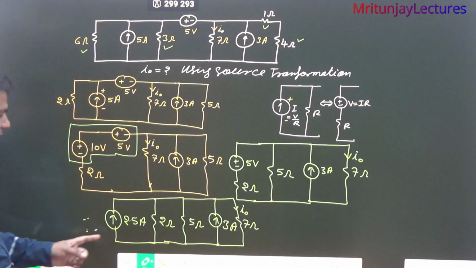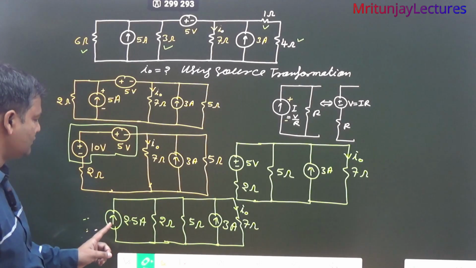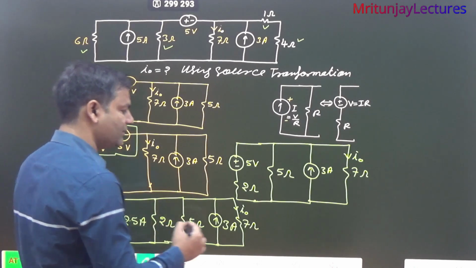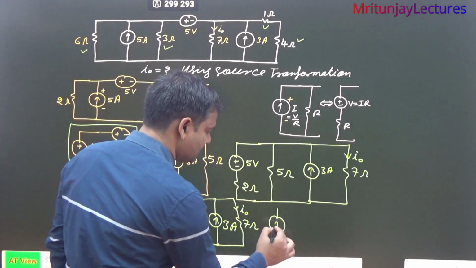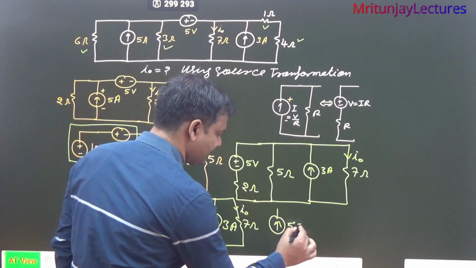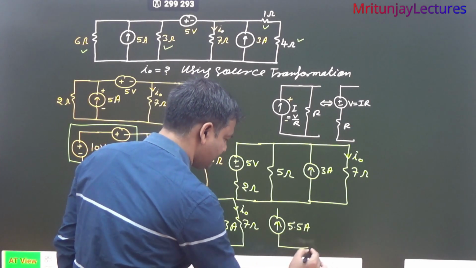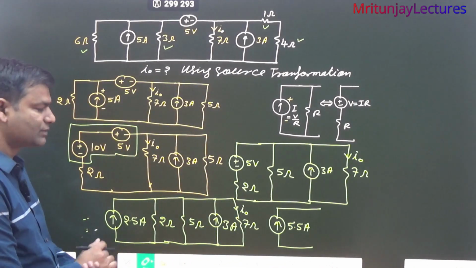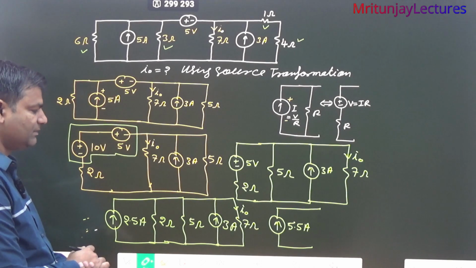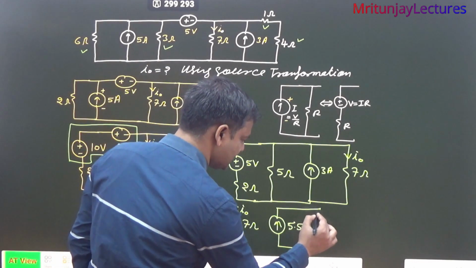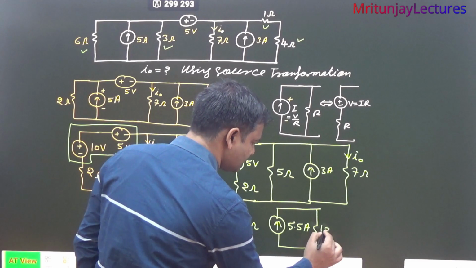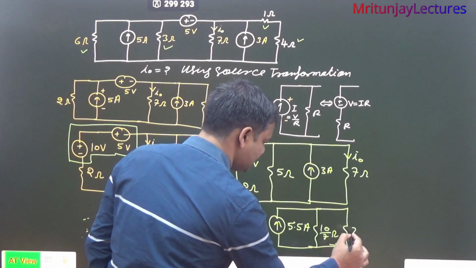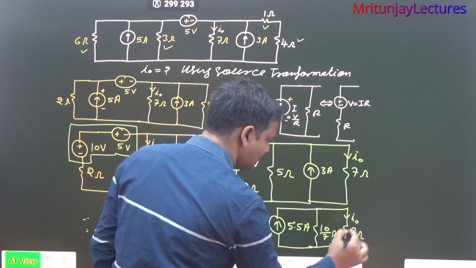Okay, these two current directions are upward, so both are adding: 3 plus 2.5 is 5.5. So net current direction upward is 5.5 ampere. After that, these two are in series, so the combination of these two is 10 by 7 ohm, and that is 7 ohm. And what about current? I naught.